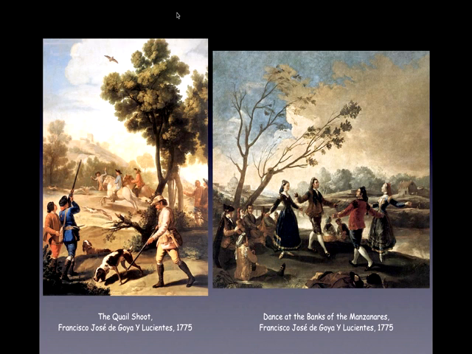In May of 1780, he became a member of the Royal Academy of San Fernando, the finest art academy in Spain. And by 1795, he was the director of the Royal Academy. However, a serious illness would leave Goya deaf at the age of 46 in 1792.